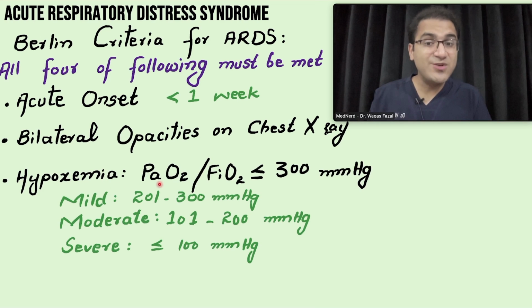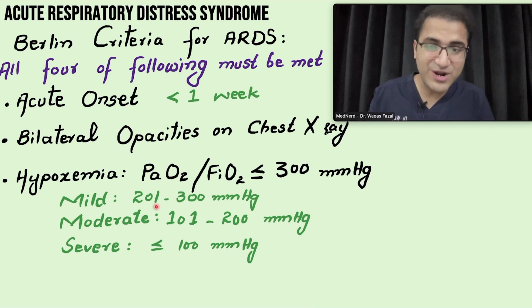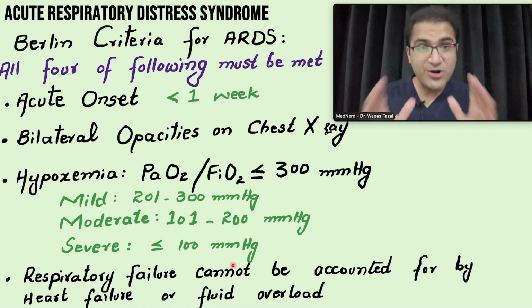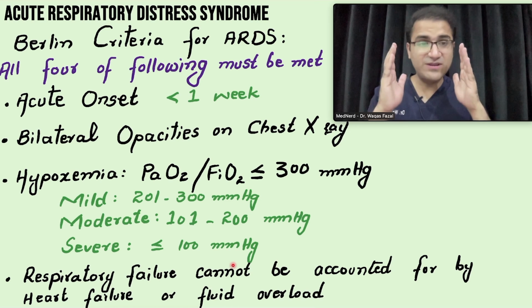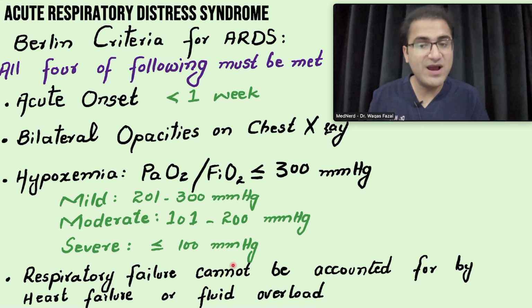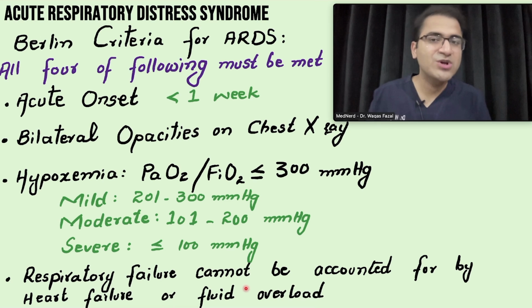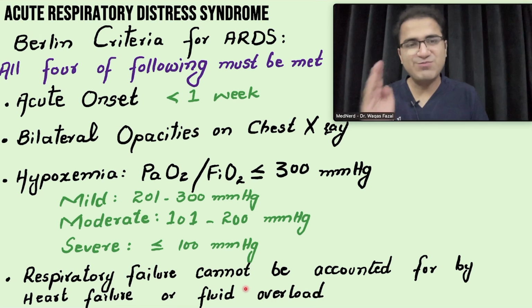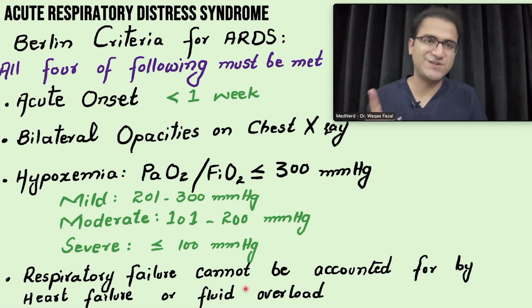Hypoxemia should be there, and you calculate this ratio, and this ratio should be less than 300 mm of Hg, the ratio of partial pressure of arterial oxygen to the fraction of inspired oxygen. And this respiratory failure cannot be explained by heart failure or any condition that is causing fluid overload. So this Berlin criteria must be met whenever you diagnose a patient with acute respiratory distress syndrome.